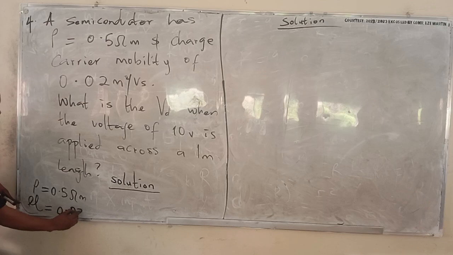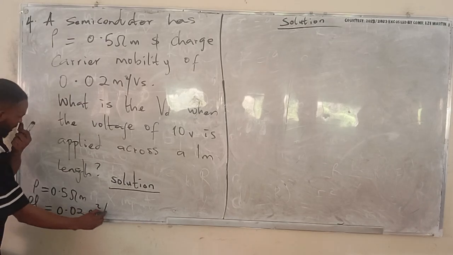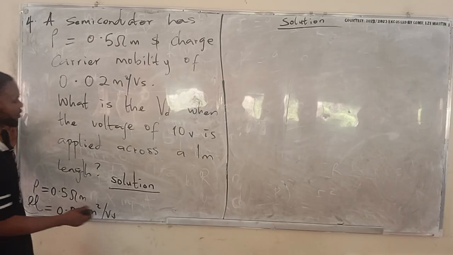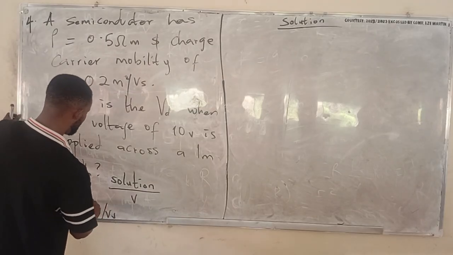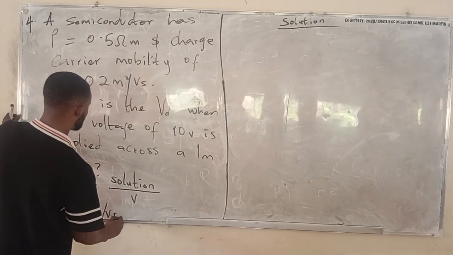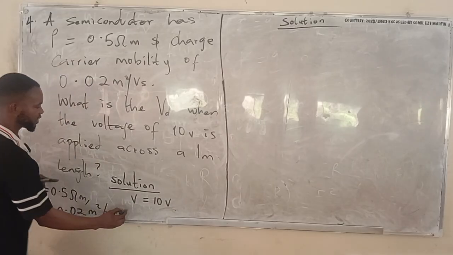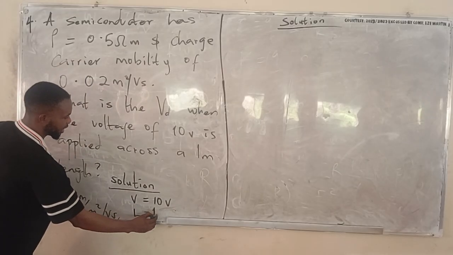Because it's 0.02, assuming we even know what it means from the beginning. Now they then gave us voltage, V equals 10 volts. Now they gave us length equals 1 meter.